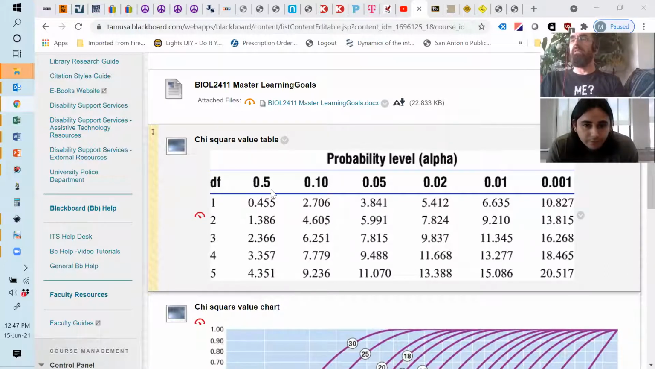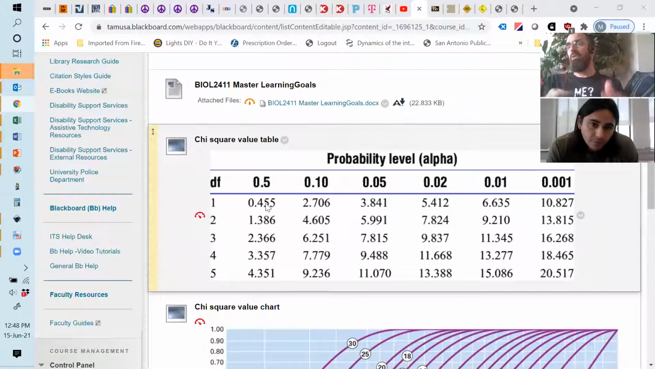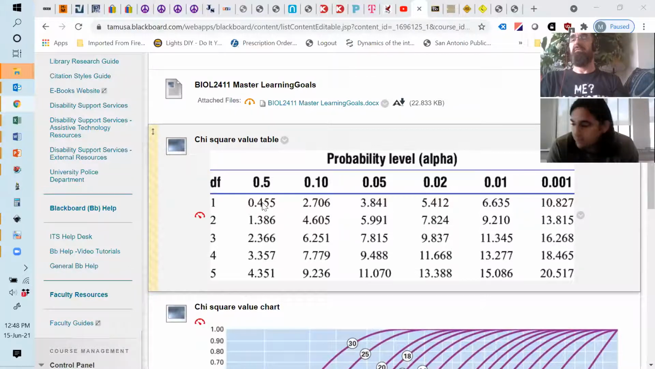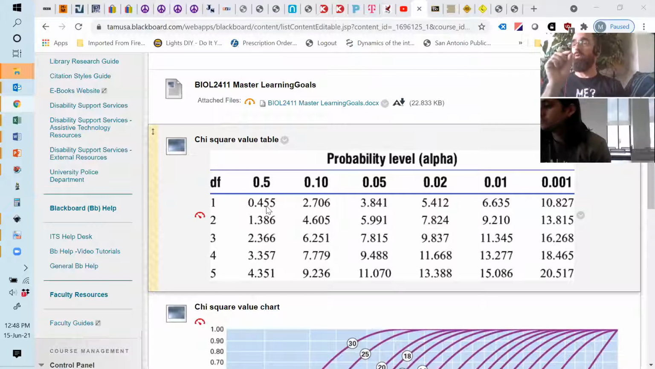So what that tells us is the likelihood of getting this result again by chance. Say you got a coin and you flipped it another 100 times, there's a 50% probability that you would get a different result from what you got this time. And it would be a small difference, again just by chance.